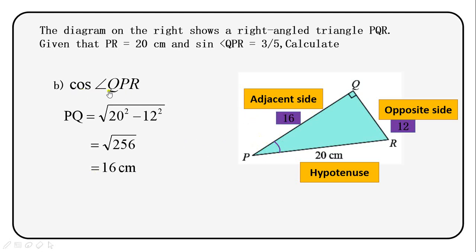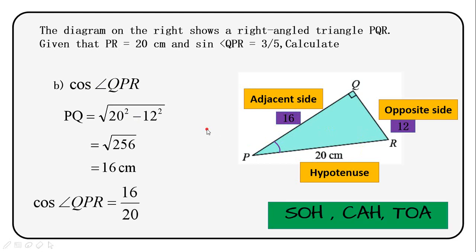So for cos QPR, adjacent over hypotenuse, 16 over 20. Simplify this, get 4 over 5.